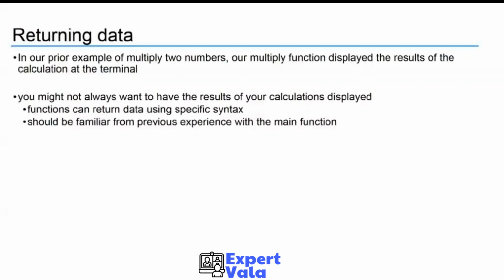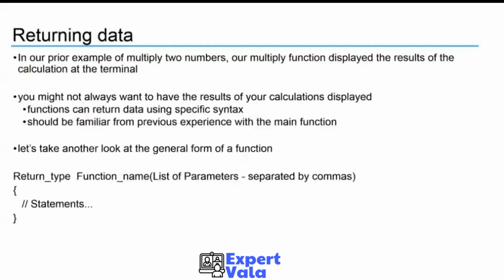The function becomes more flexible, more generic, which in turn allows it to be used more if you can return data. So functions can return data using specific syntax in C. We should be a little bit familiar with this because remember, at the very end of our main function, we are returning data in a lot of the examples. So we have been exposed to this a bit. We just have not really understood what it means.